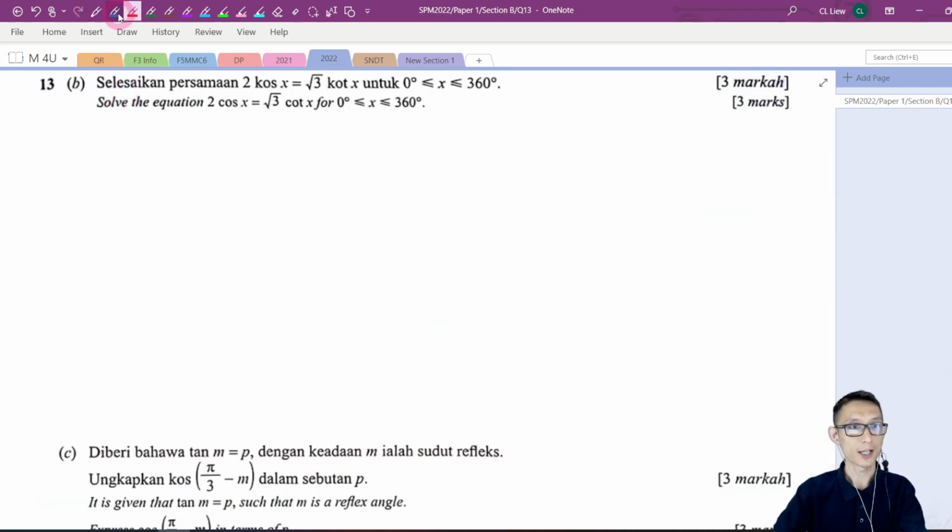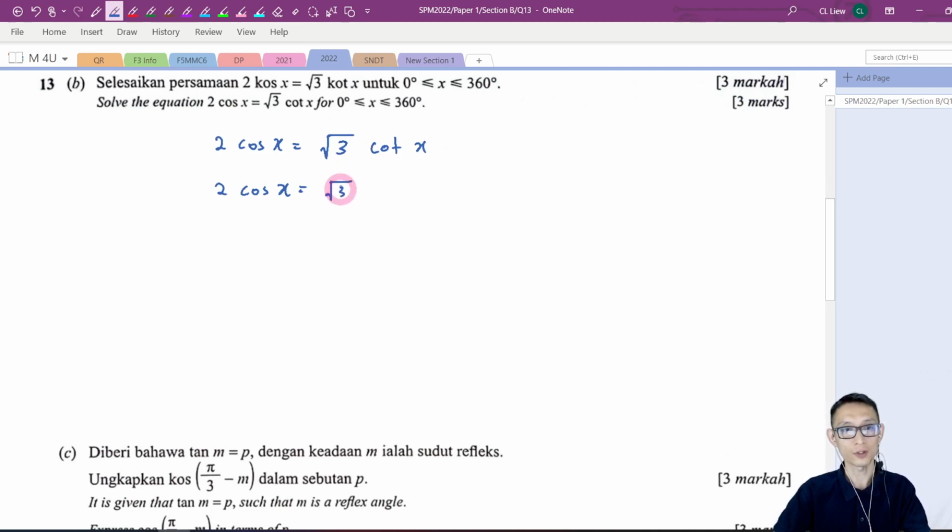Now let's look at part B. We want to solve the equation 2 cosine x is equal to square root 3 times cotangent x for the range of x from 0 degrees to 360 degrees. Okay, let me copy the question first. So 2 cosine x is equal to, this one I just copy first. Let me put a parenthesis so that you can see clearer.